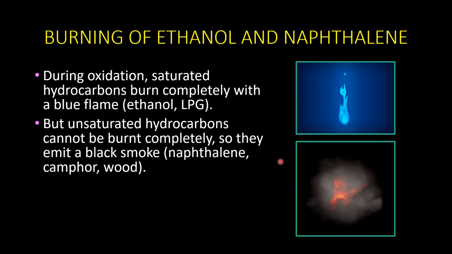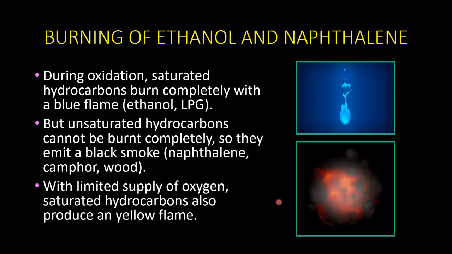But when you burn unsaturated hydrocarbon, the color of the flame itself will be an orangish red and yellow combined, definitely with the emission of a black smoke, also along with small fine particles of black color dust called soot. If there is a limited supply of oxygen, even saturated hydrocarbons produce a yellow color flame.